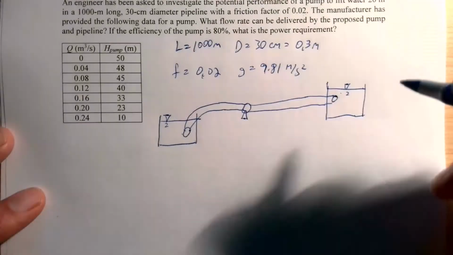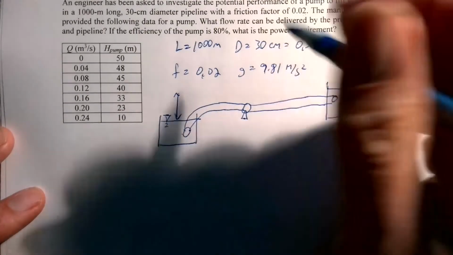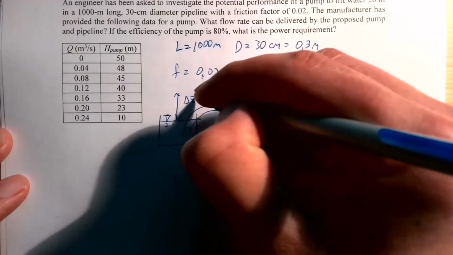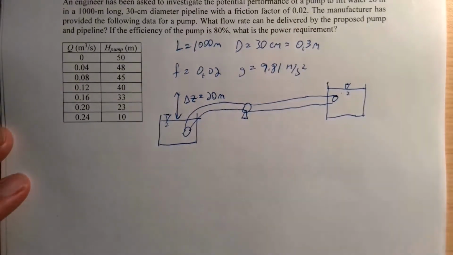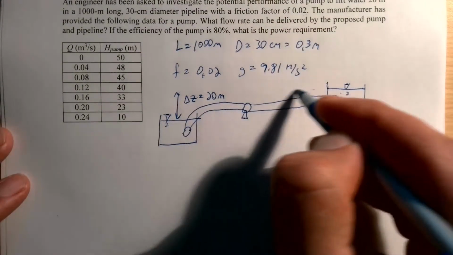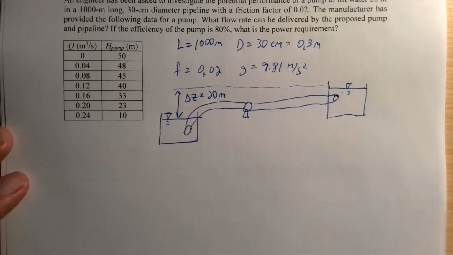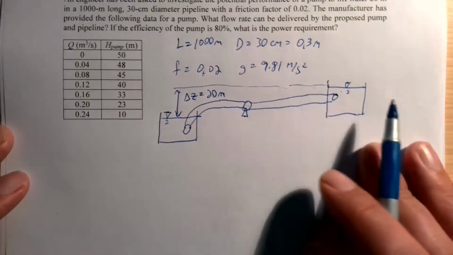Okay, and we're told the difference in height here is 20 meters. Delta Z is 20 meters. Okay, that's the difference in height there. And yeah, information about the pump is given here.